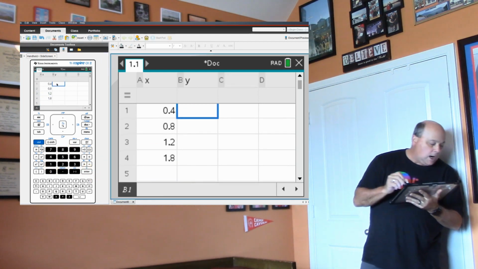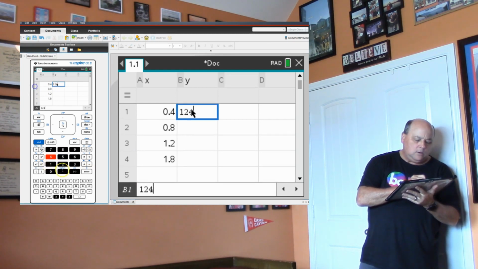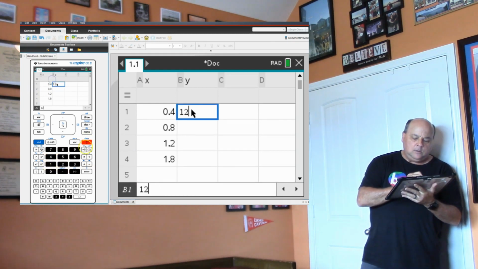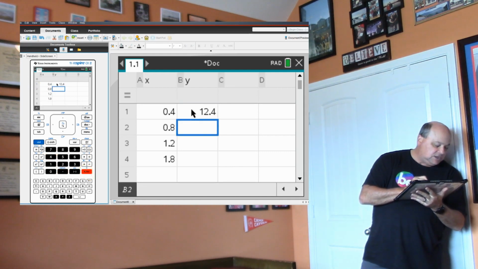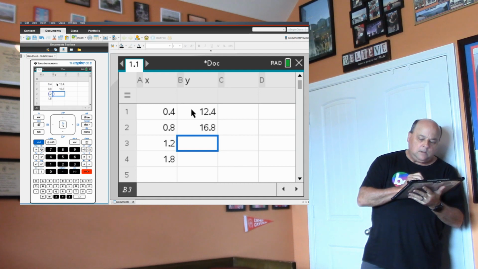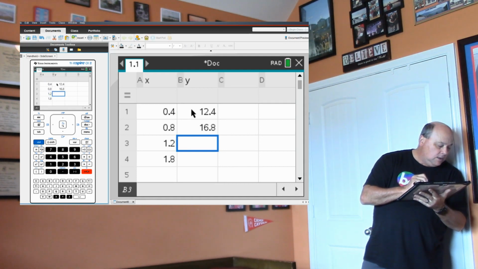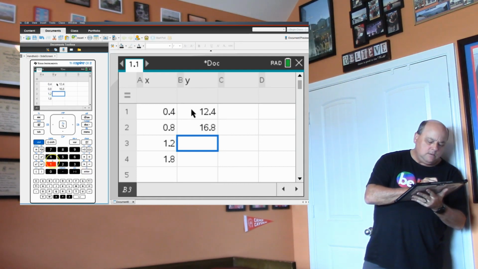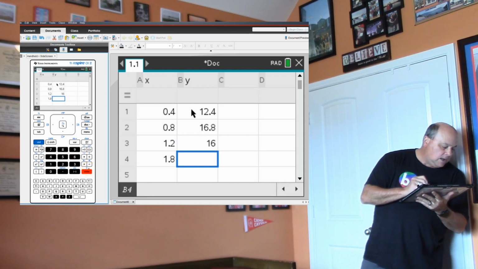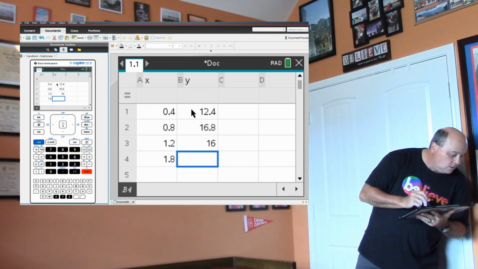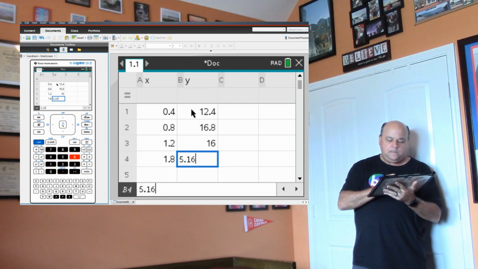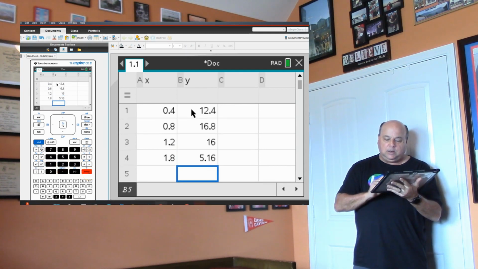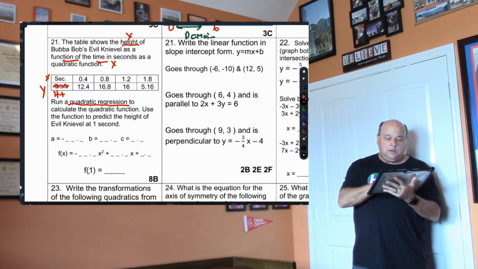Okay, then go over here. Our height is going to be 12.4. And then we have 16.8. And then we have 16. And then we have 5.16. Just to make sure, let me look at this again, yep, that's right, 16.8 and 5.16.